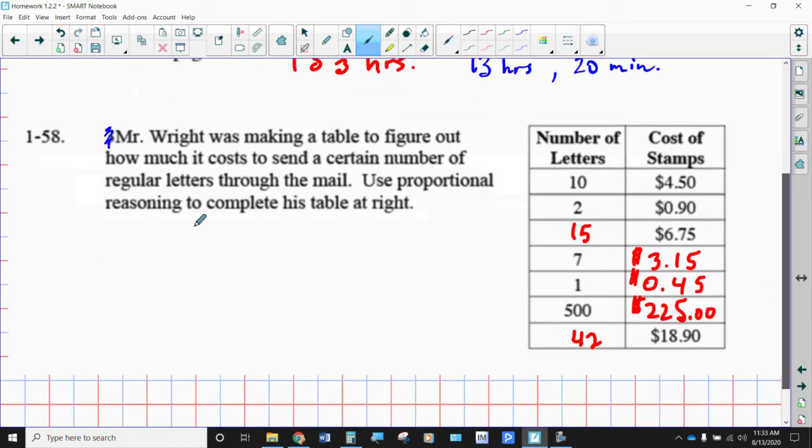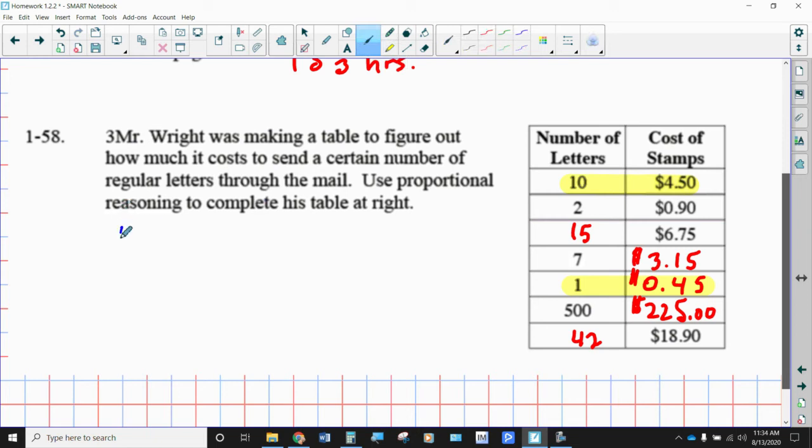Mr. Wright was making a table to figure out how much it would cost to send a certain number of regular letters through the mail. Use proportional reasoning to complete the table. All right, so I'm going to use this one right there. By using that, I'm going to be able to figure out my unit rate by dividing $4.50 by 10. And so once I know that 1 is 45 cents per stamp, then 2 would be 90 cents, and so on and so forth.